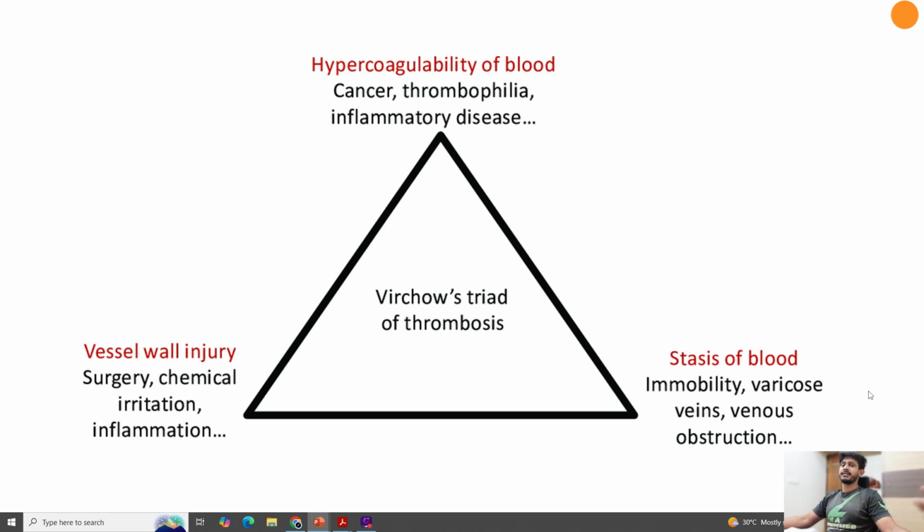And thirdly, stasis. In orthopedics, we are known to immobilize patients in casts and slabs. Also, imagine a paraplegic patient after spinal cord injury, there will be stasis of blood and they are predisposed to thrombosis. Okay, this is Virchow's triad of thrombosis. So, a combination of all three or just one can increase an individual's risk for thrombosis.